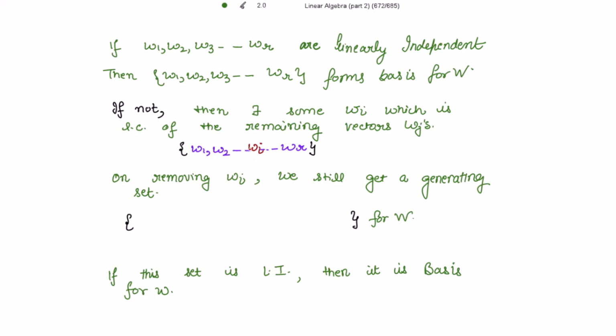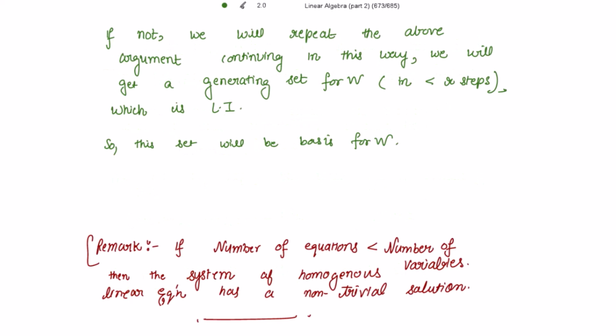Now, on removing this Wi, we still get a generating set. And what is that generating set? W1, W2, and so on up to Wi minus 1, and then Wi plus 1 up to WR, since I have removed Wi. Now if the set is linearly independent, then it is a basis for W. But if it is not, we repeat the above argument. Continuing this way, there again exists some vector which is a linear combination of the remaining ones, and then we remove it. So we go on continuing like this.